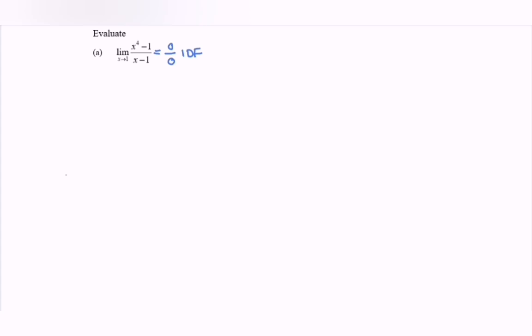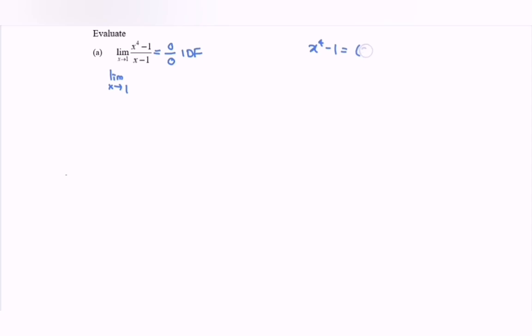The second one is to factorize. The third one would be long division. For this kind of question, my suggestion would be to factorize. So, limit when x approaches 1. Kindly refer to the situation: we have x to the power 4 minus 1.